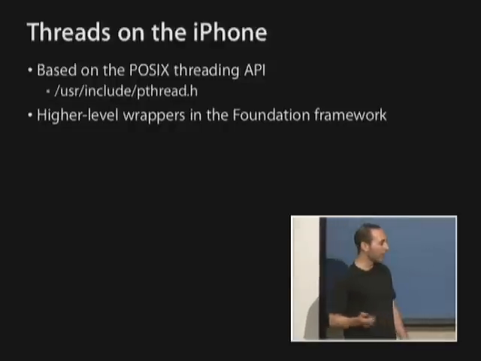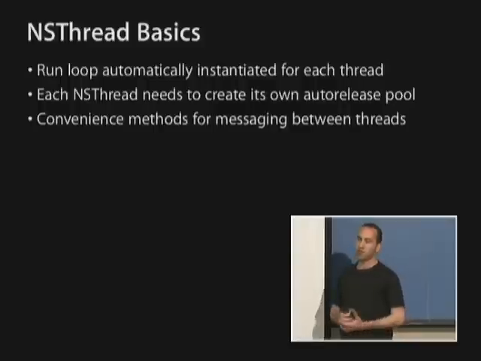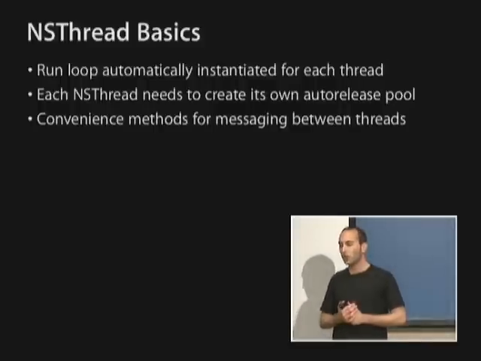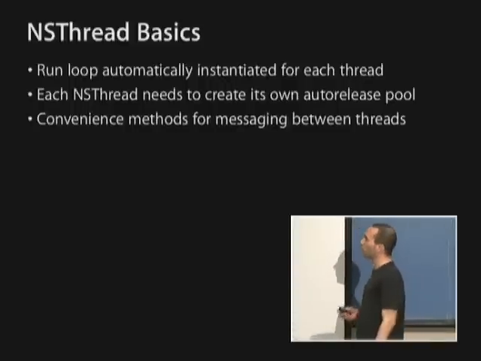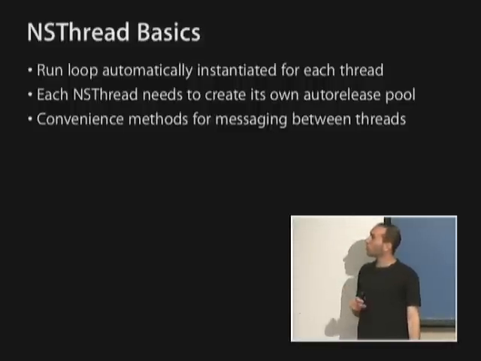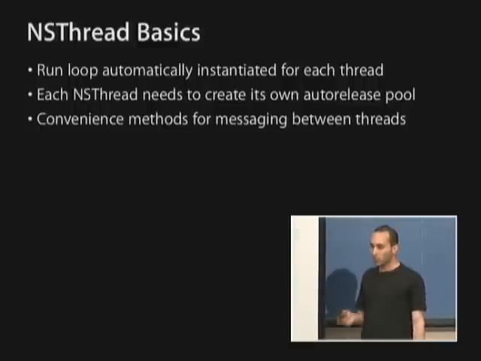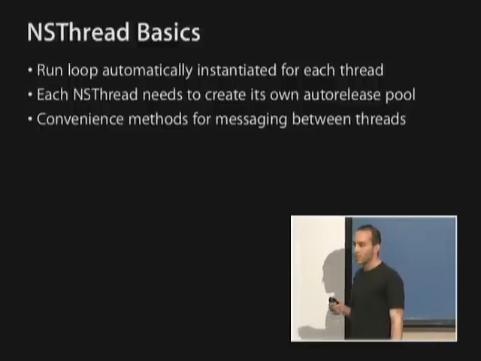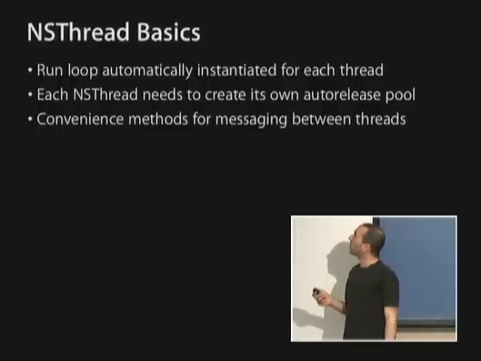There's something called NSThread. And NSThread creates a run loop automatically. It's Cocoa friendly. So it knows that you're going to want to do a lot of things in this run loop, create timers, listen to events, listen to notifications. So a run loop is created for you automatically. Every NSThread needs its own auto-release pool, and that's up to you to create inside of your thread method.